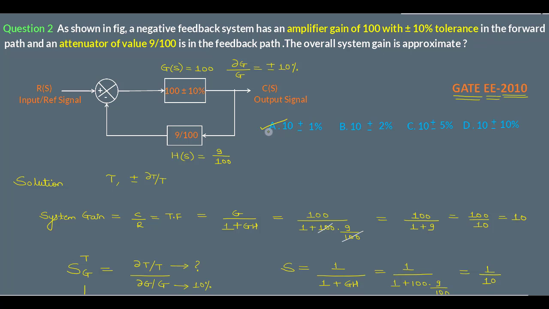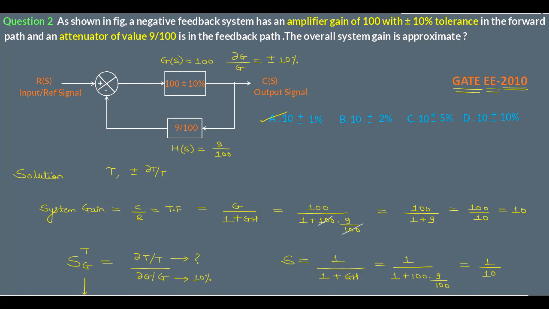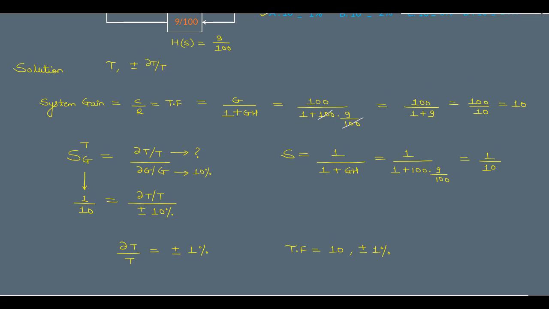Now since we have marked the correct option, which is option A for this question, let us have some important concepts from this question. We can say the value of dou T by T which we got was plus minus 1%. This is the overall change in transfer function due to change in forward gain path, which was 10%. Since the forward gain path is changing by 10%, our transfer function is changing only by 1%.